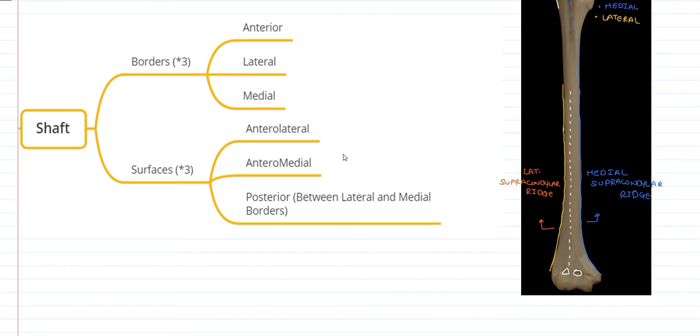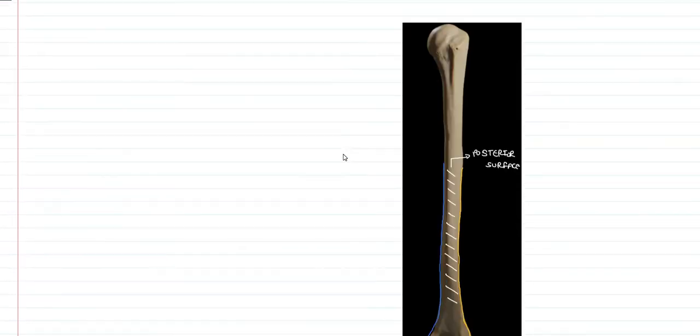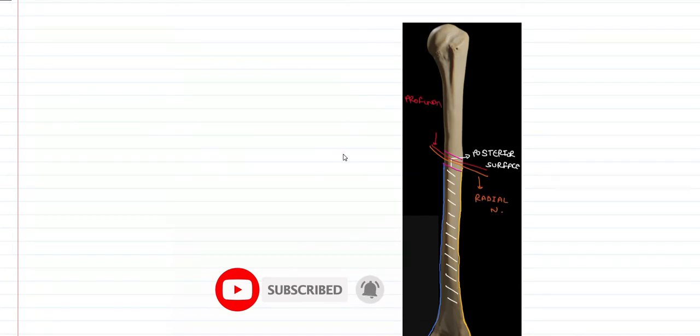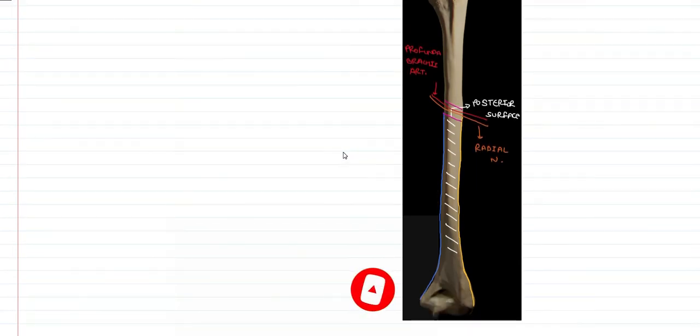And regarding the posterior surface of the humerus, we have a spiral groove, which allows the passage of the radial nerve along with the profunda brachii artery, which is a branch of the brachial artery. Now, let us discuss the lower end of the humerus.